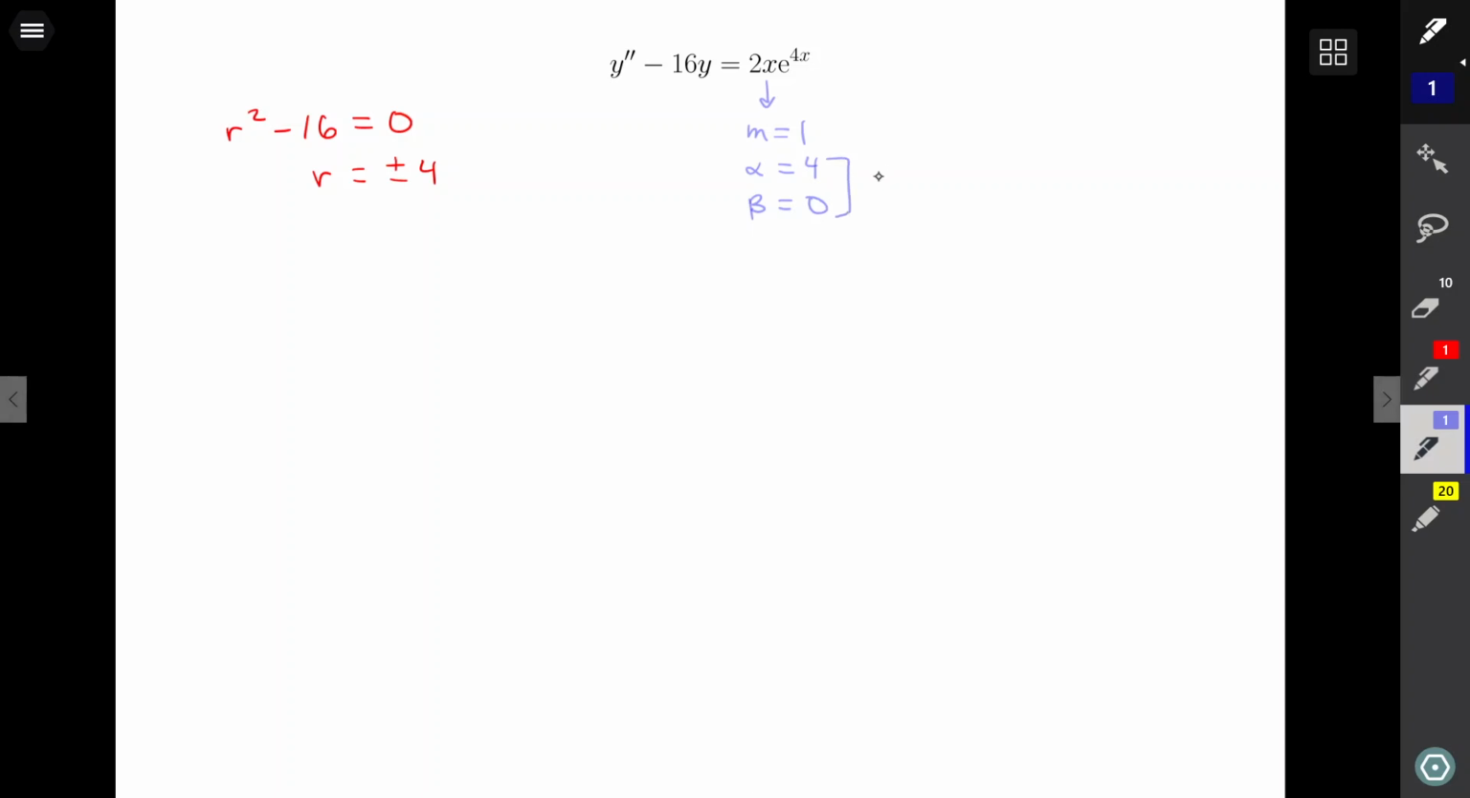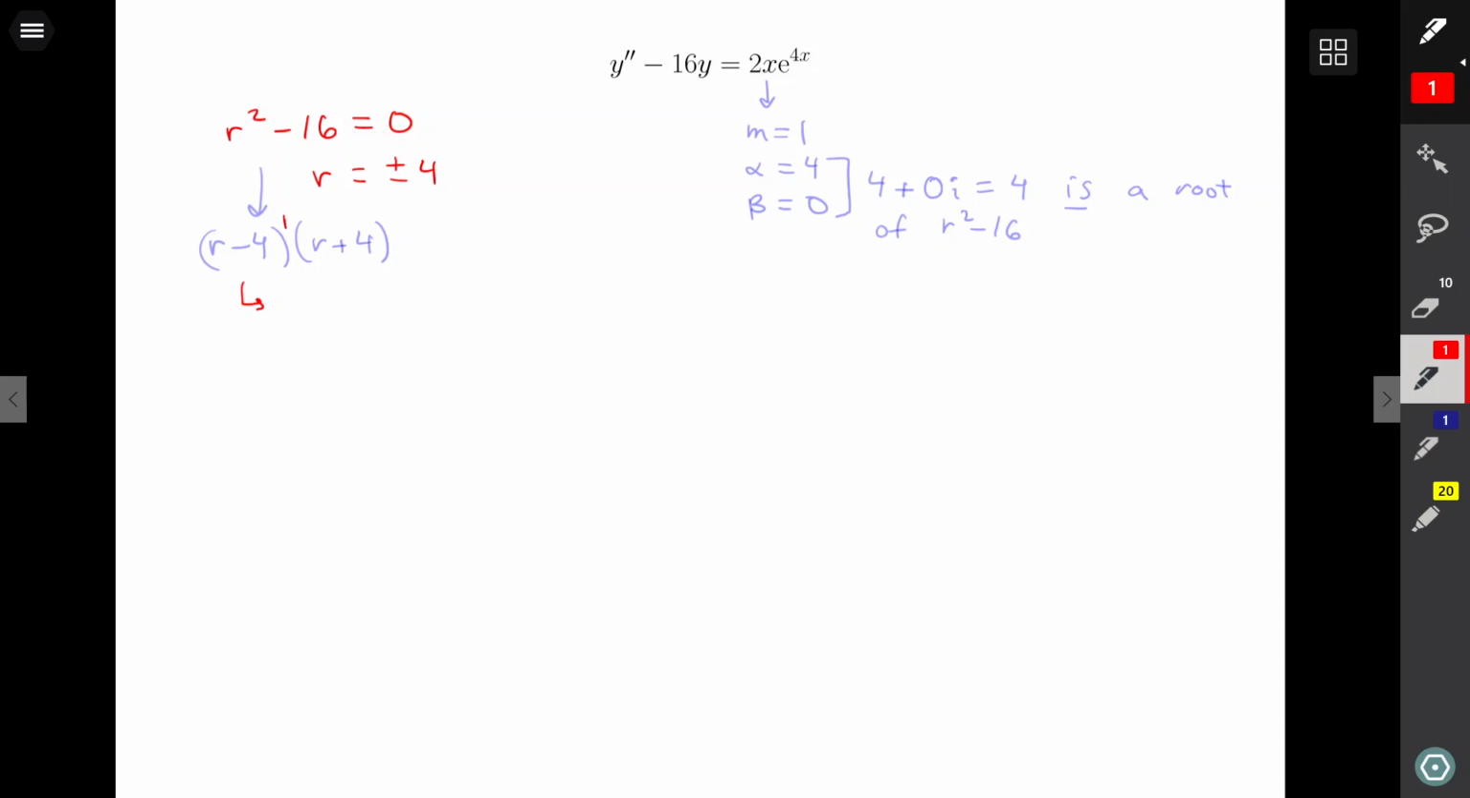So you gather together alpha and beta. That one is a root of r squared minus 16. So remember, r squared minus 16 is r minus 4 times r plus 4. So the portion that has the r minus 4, there's an exponent of 1, so that has a multiplicity of 1. So 4 is a root of r squared minus 16 of multiplicity 1.